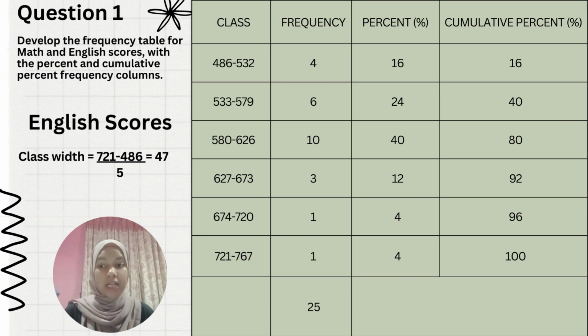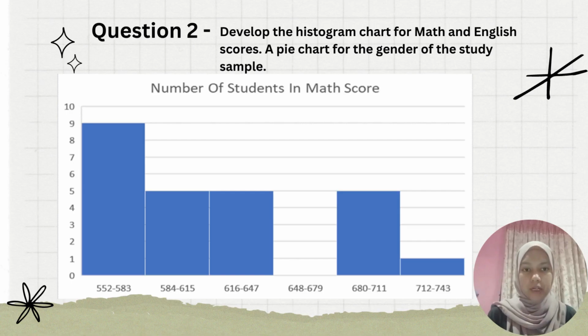Last but not least, 721 till 767 with frequency 1. The percent is 4 and the cumulative percent is 100%. So the total of frequency is also 25. Okay, so next for question 2, this is the histogram chart for math scores that I can develop based on the info and data from the table.